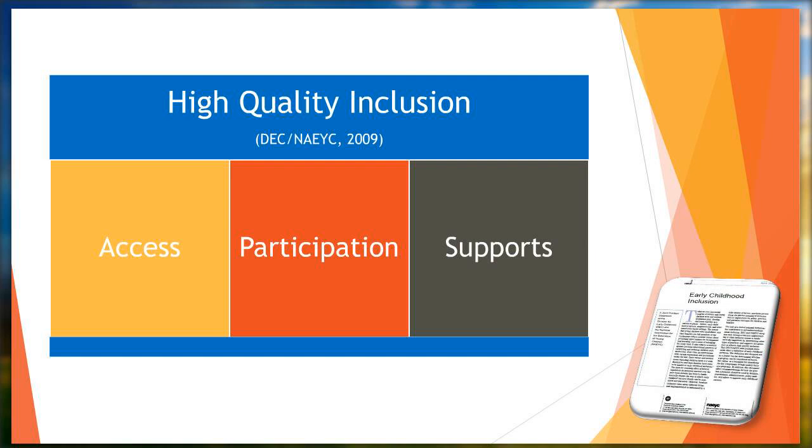Both access and participation depend on a third feature, supports, which describe an infrastructure of system-level supports that facilitate the efforts of teachers and specialists to provide inclusive services such as collaborative planning time, access to ongoing professional development, or coordinated services.